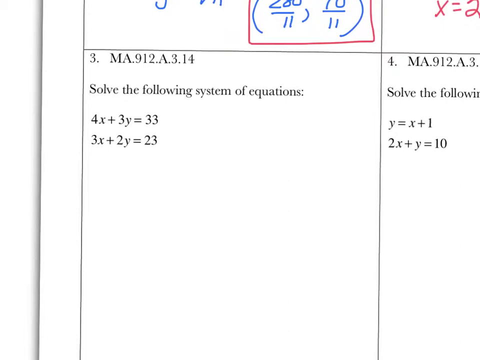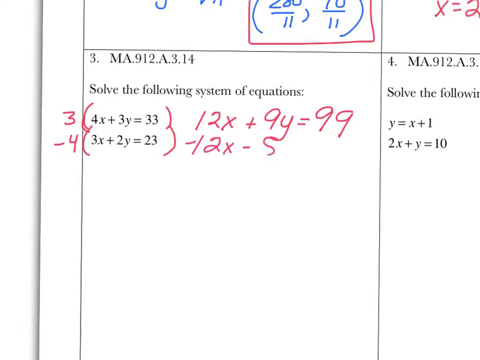So I can multiply the top one by 3 and the bottom one by negative 4. I could have done either one. You want to do it the small way. So I'm going to get on top 12x plus 9y equals, that's going to be 99. The bottom is negative 12x minus 8y equal to 23 times 4, which is negative 92.